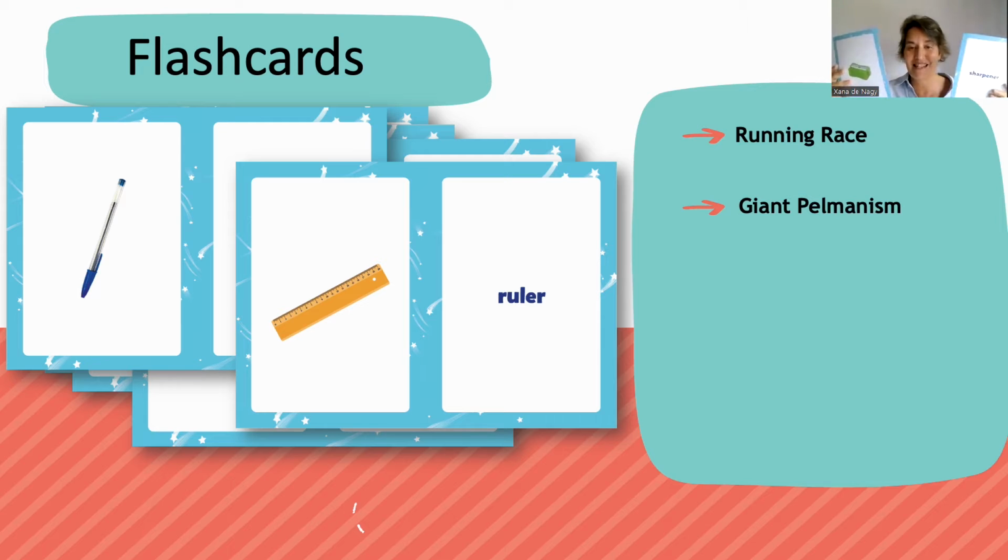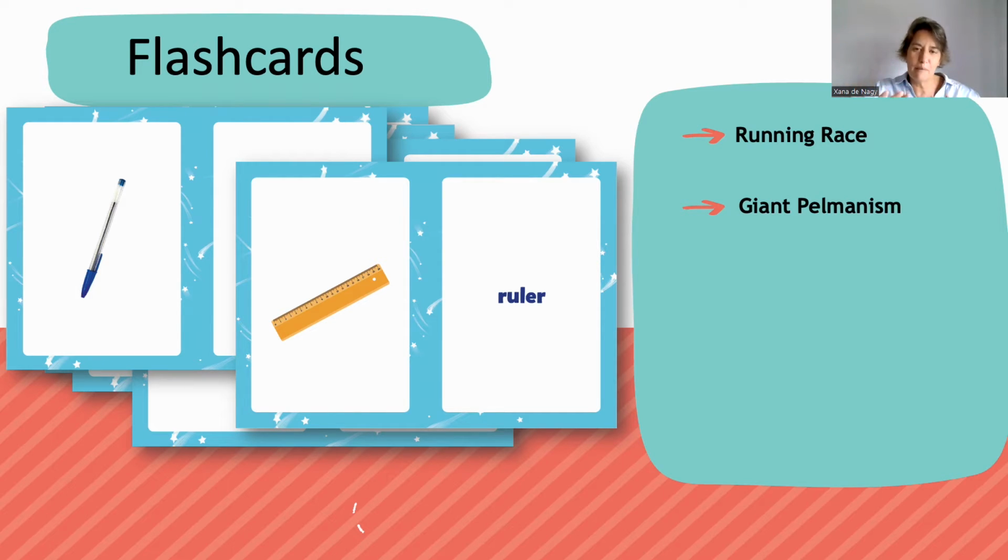So you could display these on the board, face down, of course, so the children don't see it. And someone comes and they turn one over. What is it? Oh, it's a sharpener, right? And then they turn over another one and it's a school bag. Is it a pear? No, right? So then they turn it back over, and then someone else comes and they have to try and find the match.